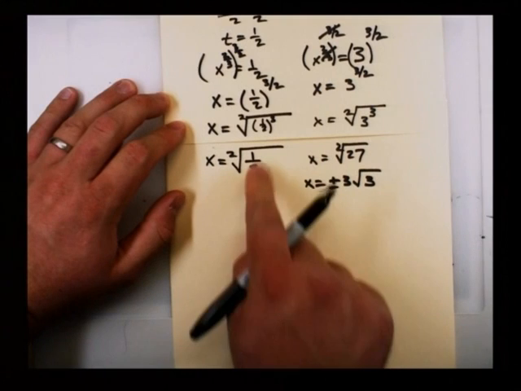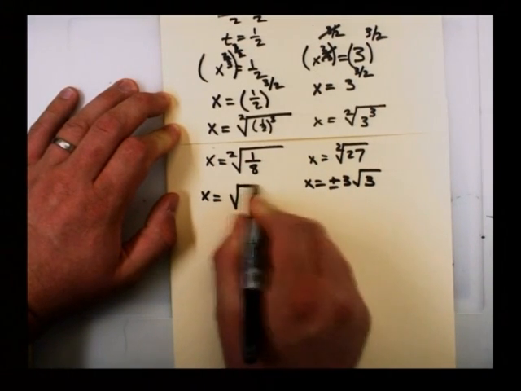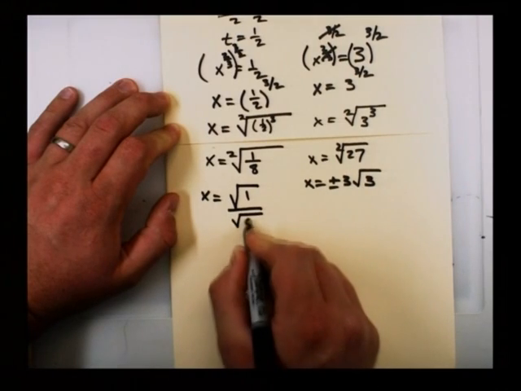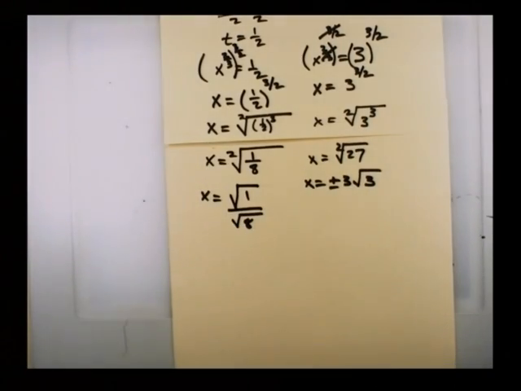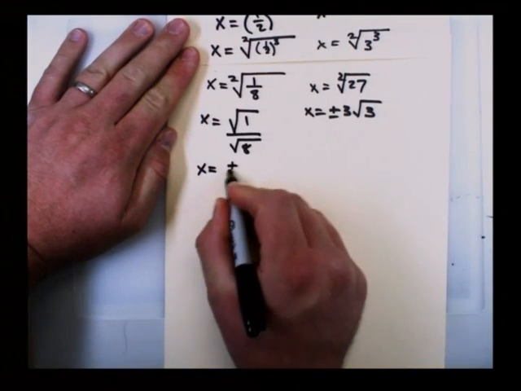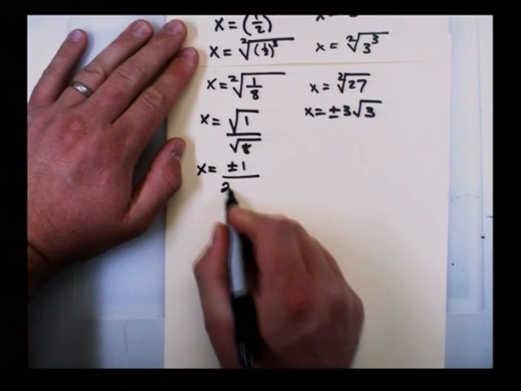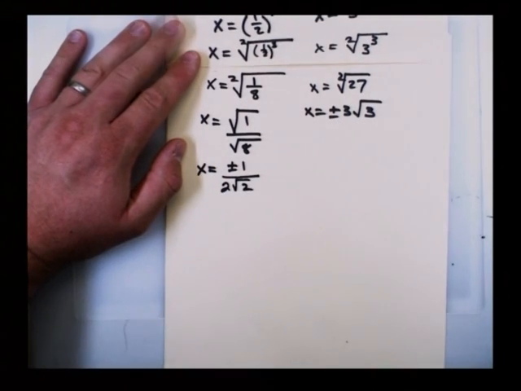Simplify all the way next door. We got the square root of the top over the square root of the bottom. Square root of 1 is an easy one. That's plus or minus 1. Square root of the bottom, 8. We have 4 in there, so we can make that 2 square roots of 2.